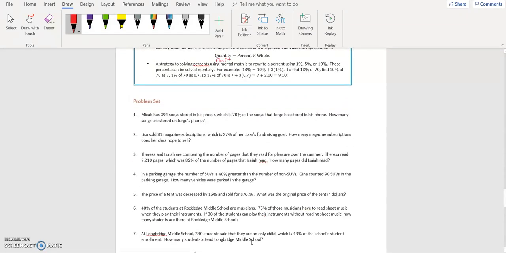Go ahead and do your problem set. Do numbers 1, 2, and 3. And you should be doing it on a loose leaf sheet of paper and not trying to squeeze it on here.